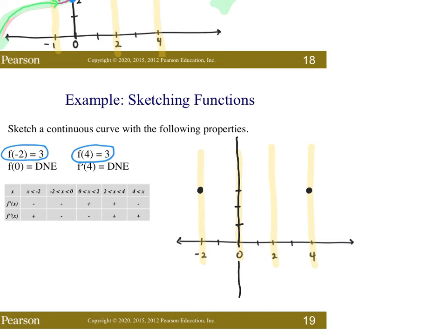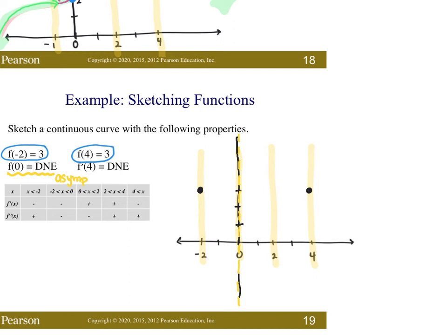I also have the information that f of 0 does not exist. Not f prime of 0, but f of 0 does not exist. That means I have an asymptote along the y-axis. So f of 0 here is a full and complete asymptote. So I can't cross. Remember, asymptotes, you cannot cross that line. You can get close to it, but don't cross it.